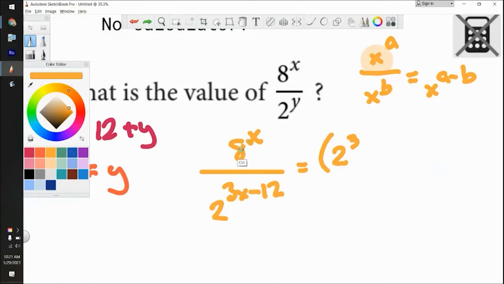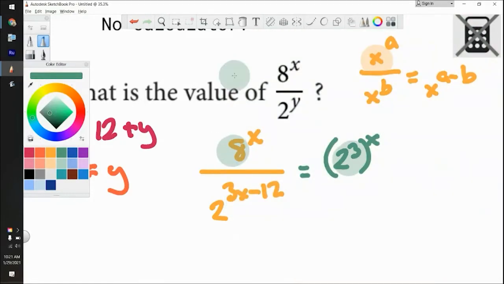Here, let me do a different color. So this is color coded here. We got 2 to the third to the x. So this 2 to the third is the same as this 8 right here. And you do have to do it in parentheses. So it's 2 to the third, and then here we're still going to divide by 2 to the 3x minus 12.